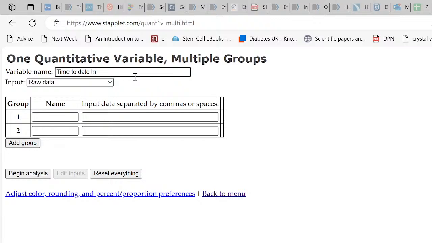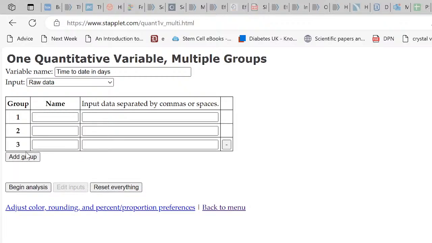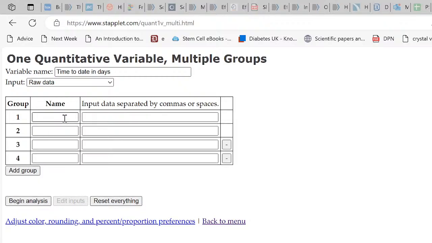Now I got 4 groups, so you see this little tab here? I'm gonna add a group, add a group, add a group. I'm gonna give the group names. You got your control. Okay, you got your low dose. You got your medium dose. You got your high dose.